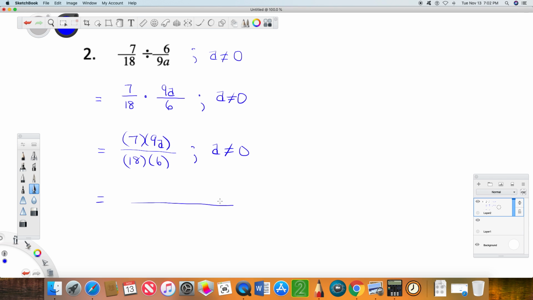All right, so actually, rather than multiplying these together, I'm going to factor things because I'm going to look and see if there's any common factors between the numerator and denominator, and that's easiest to see if everything has been completely factored. The 7 is prime. 9 can be written as 3 times 3. I have a single factor of a, and there's my numerator. In the denominator, 18 can be written as 2 times 9, and 9 can be written as 3 times 3. So 2 times 3 times 3 is 18. 6 can be written as 2 times 3.